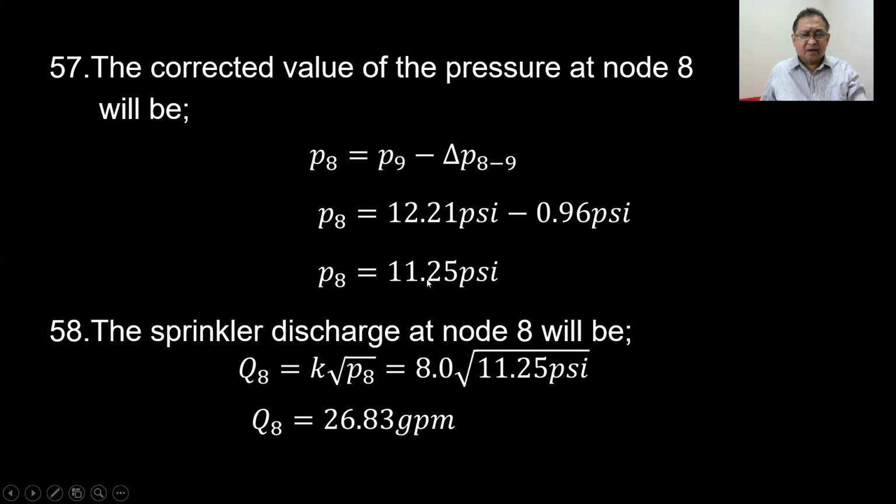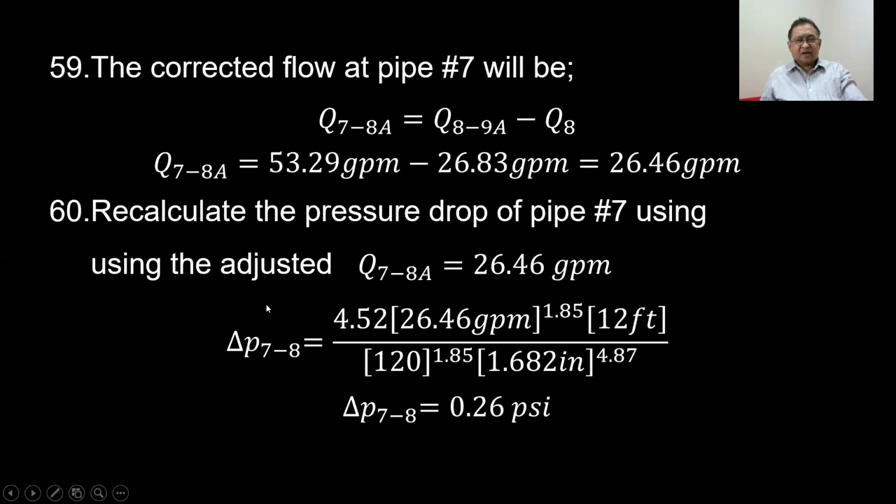And in the same manner, you calculate the sprinkler discharge of node number 8, 8.0 times the square root of 11.25. The result will be 26.83 GPM. And subtract that value from 53.29, which we got earlier, and the result for the flow for pipe number 7 will be 26.46 GPM.